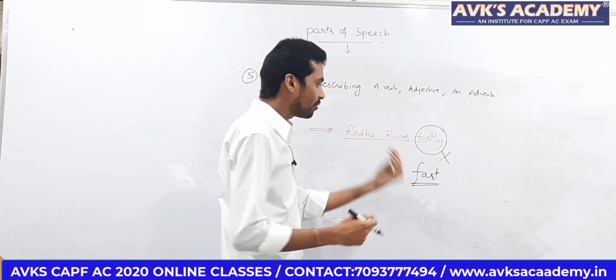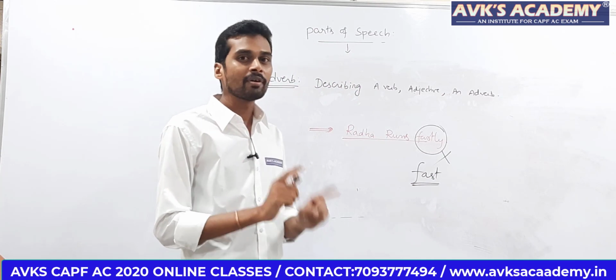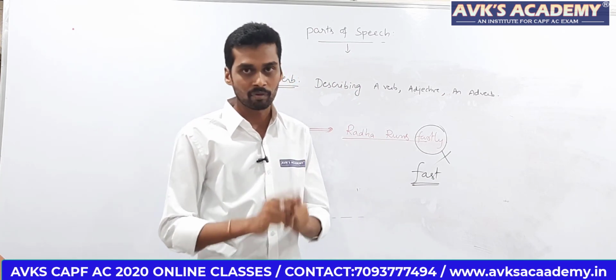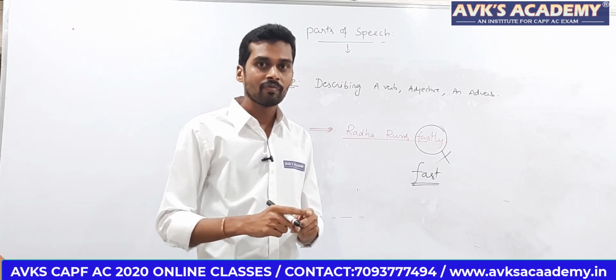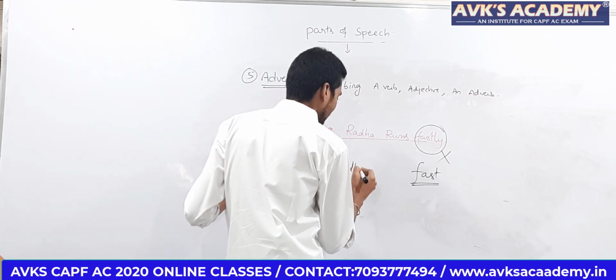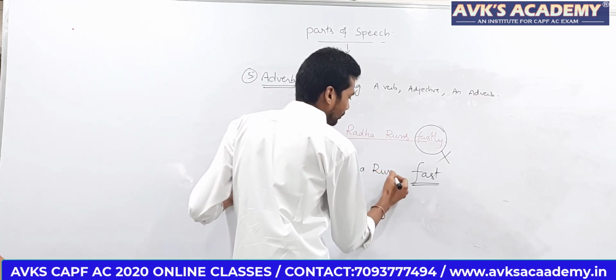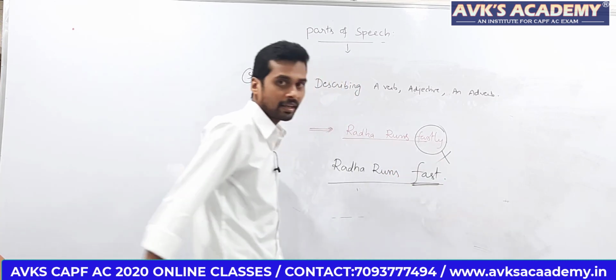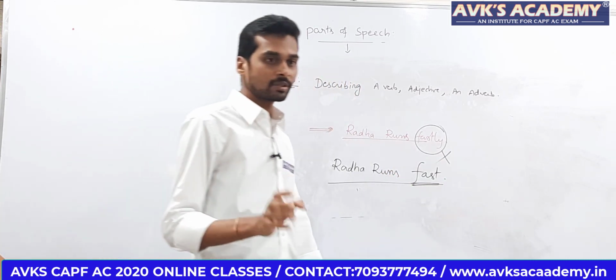How do you write the sentence? We know that we identify the error. What is the error? We should never say fastly. Fastly is not an adverb. The adverb form is fast. So you need to correct the sentence like this: Radha runs fast. Okay, so that is the usage part.